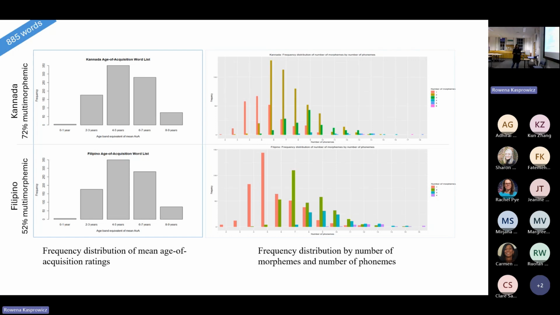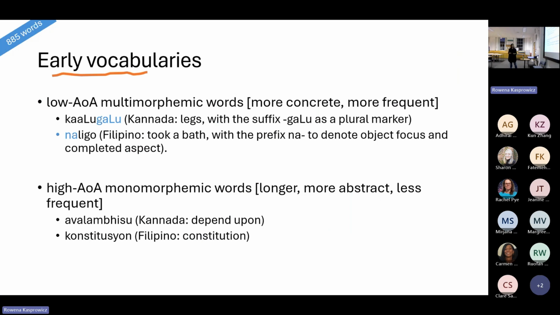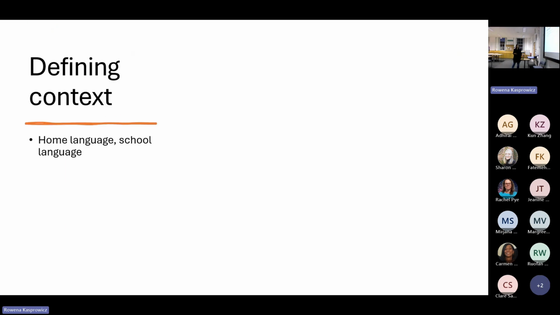But what was very clear from our data is that you can have early age of acquisition with high frequency multimorphemic words and later age of acquisition for low frequency monomorphemic words. So it's not by the morphemic length that it goes. We also found that more concrete words were earlier in age of acquisition and the more abstract ones were later. So we were also equipped with this data when we started developing our tests.